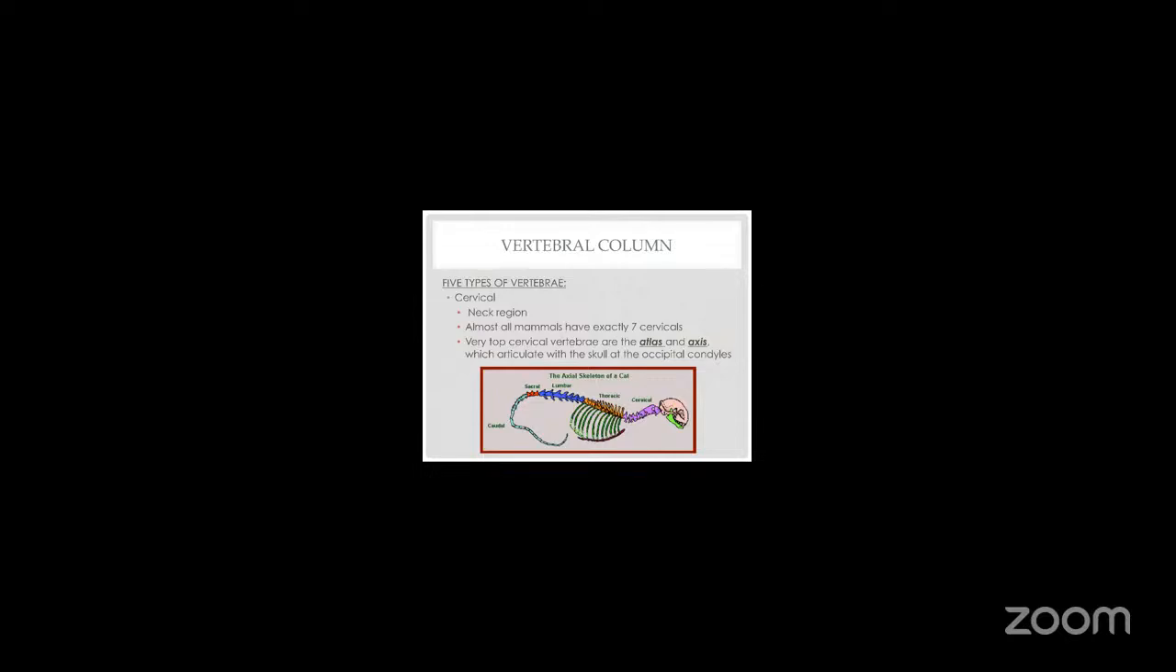Vertebrae in the neck region for mammals. Almost all mammals have 7 cervical vertebrae. The topmost of these vertebrae are the atlas and axis, which articulate the skull.